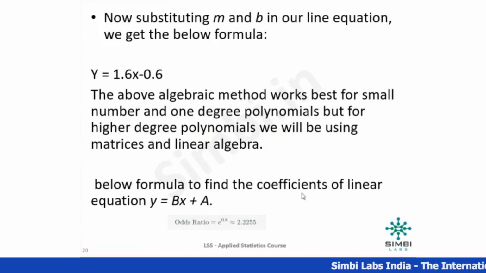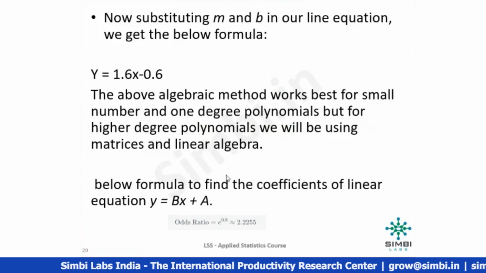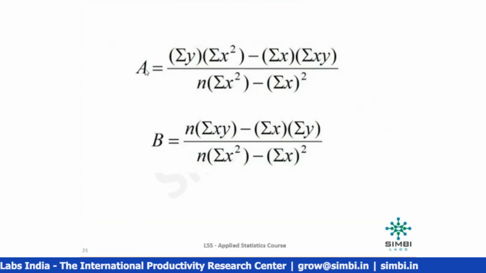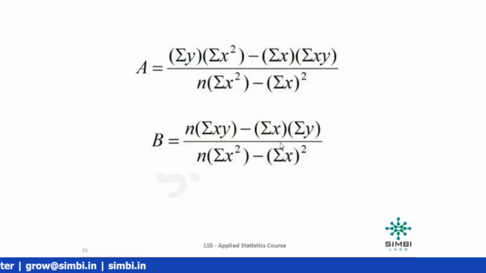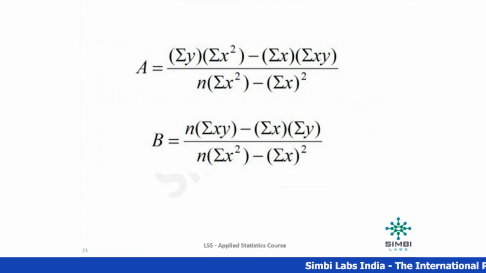To find the b value and a value, we can apply this formula. For the a value, we can use this formula. For the b value, we can use this formula to get the answer. So these equations give us the general formula for a polynomial function of any degree.